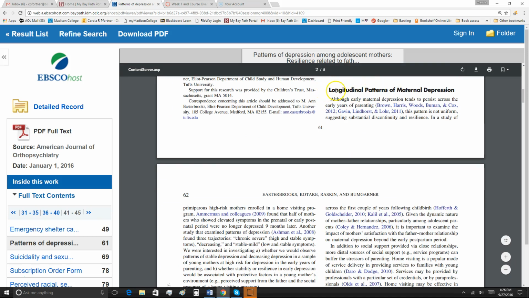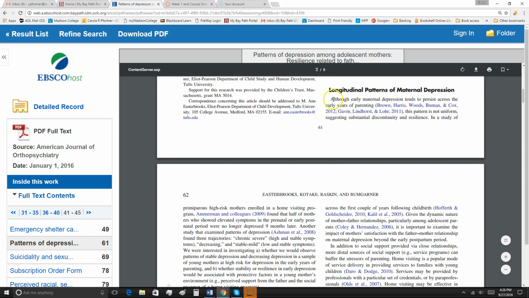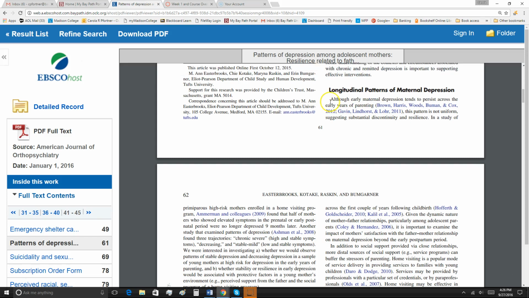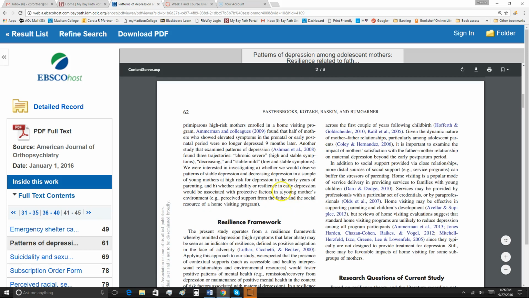It tells me here in the introduction that there are long-term patterns of maternal depression, and it's always interesting when you look at the front of the paragraph. That should give you the topic, and it says here that adolescent maternal depression tends to persist across the early years of parenting. This pattern is not uniform, meaning that there is some discontinuity, meaning that it changes over time, and that there is maybe some resilience, which indicates that there could be something that helps.